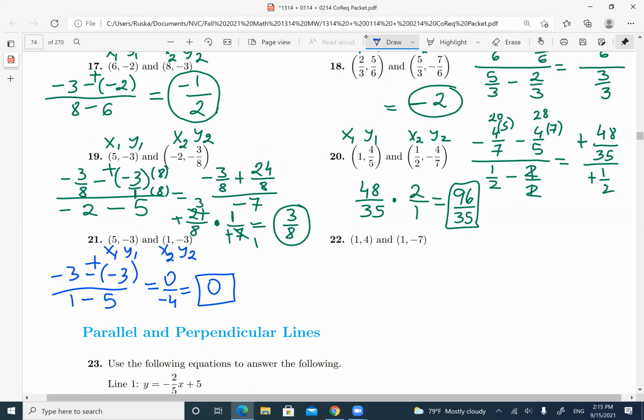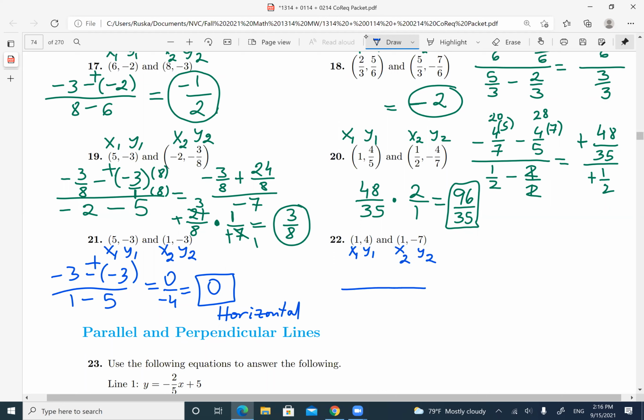So these 2 points are on a horizontal line because the slope is 0, right? I'm just going to put here in the middle, it's a horizontal line because the slope is 0. And that's how you get slope 0, when you get 0 over a number. Remember that? Okay. And then the 22, the same way, you're going to have x1, y1, x2, and y2.